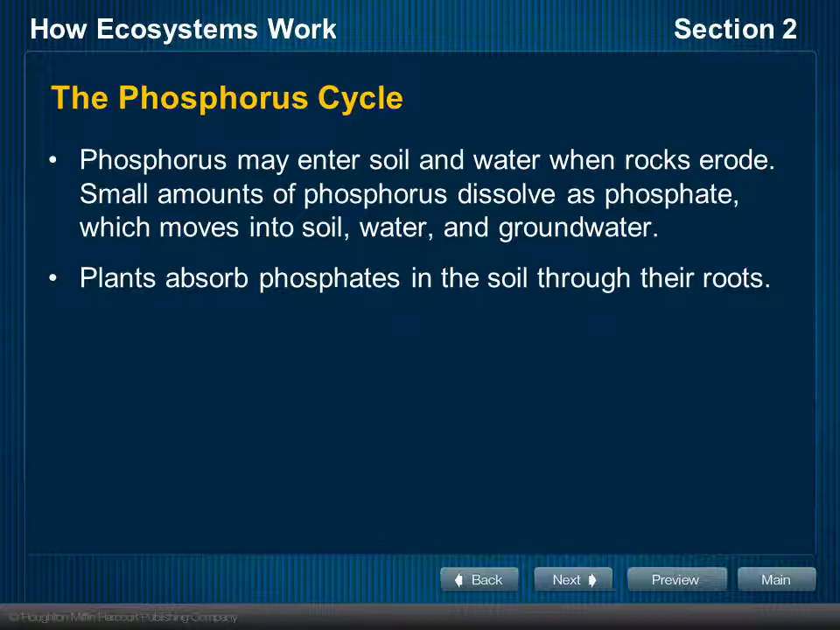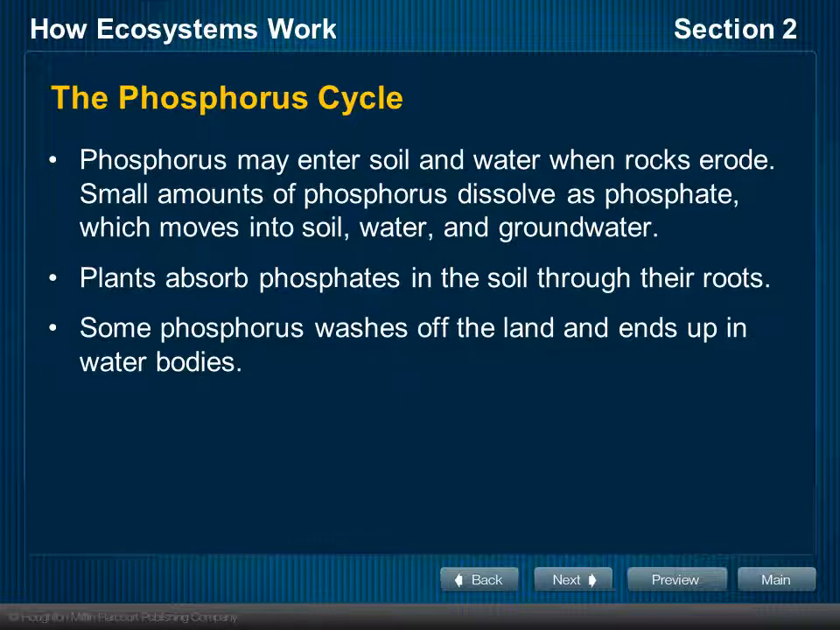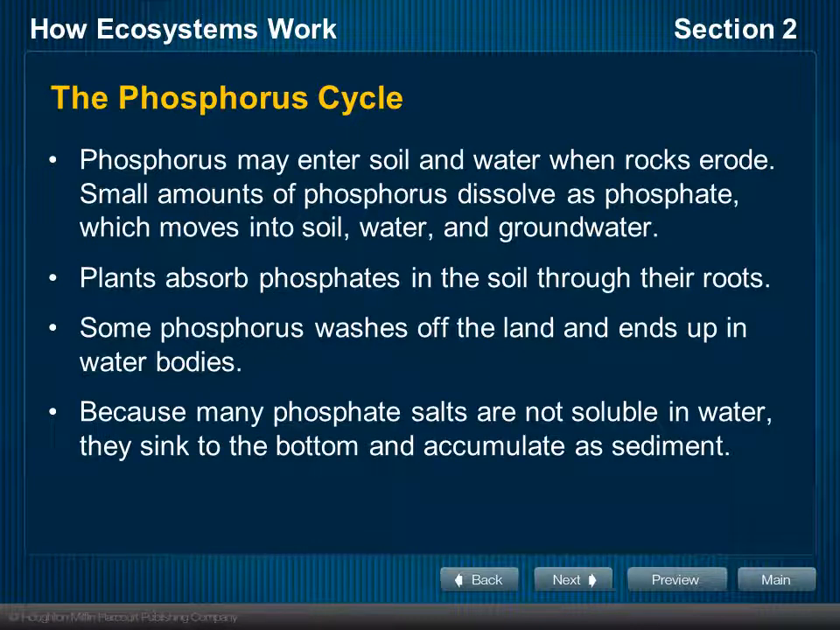I want you guys to see, again, this should have at least some familiarity, as our soil analysis included looking at the amount of phosphorus in the soil. So plants need these things, and plants in particular need phosphorus. Phosphorus can wash off the land and end up in bodies of water. This can be through fertilizer and other components as well. And then we have phosphate salts, which are not soluble in water. If they run into bodies of water, they will sink as part of the sediment and accumulate at the bottom.